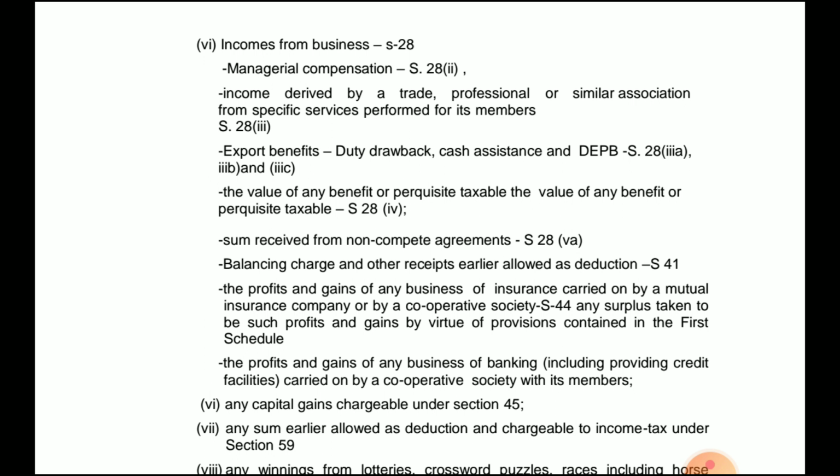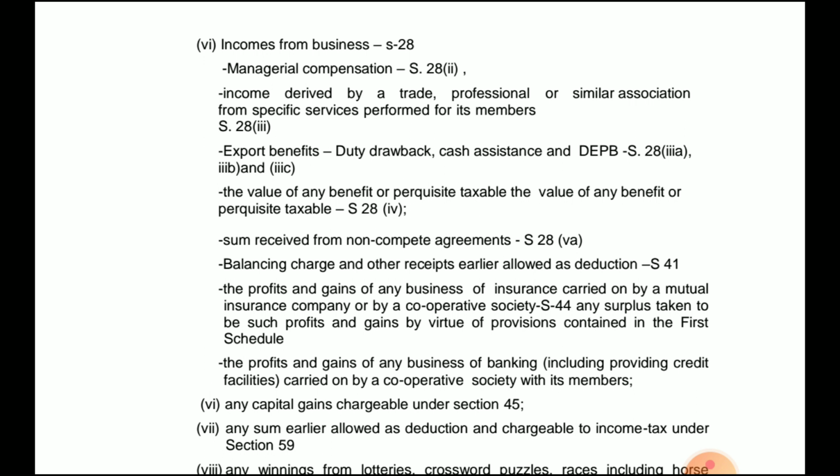is stated as income. Then the profit and gains of any business of insurance carried on by a mutual insurance company or by a cooperative society. Any surplus taken to be such profits and gains by virtue of provisions contained in the first schedule. Right? If any insurance company is getting a profit, or any mutual insurance company and cooperative society's surplus, if they are getting it on mutual funds or insurance or any other activities, if they are carrying on as per section 44, those all things are also considered as income.